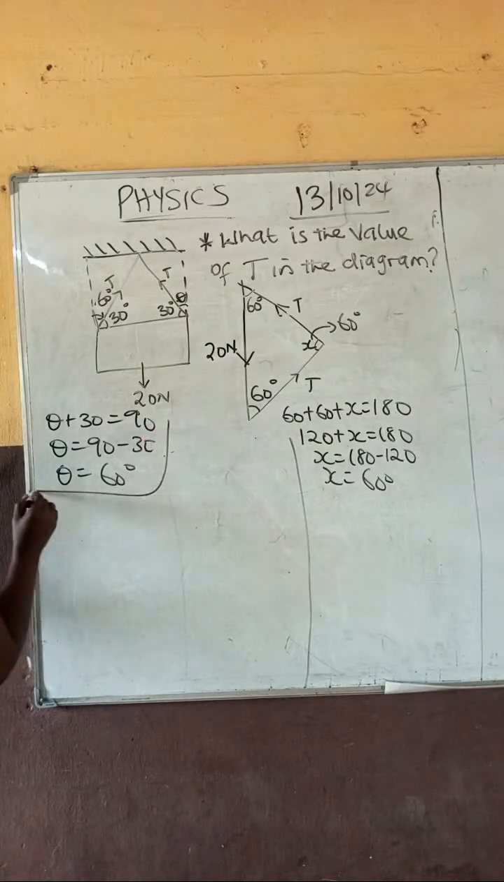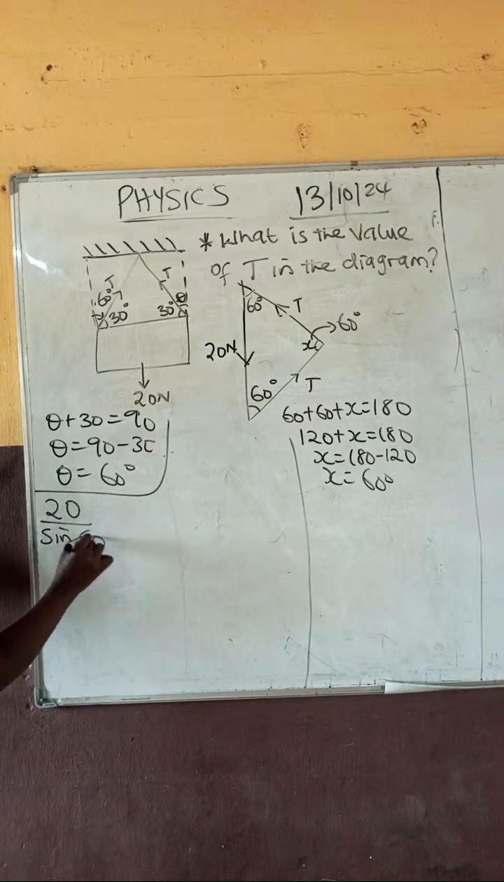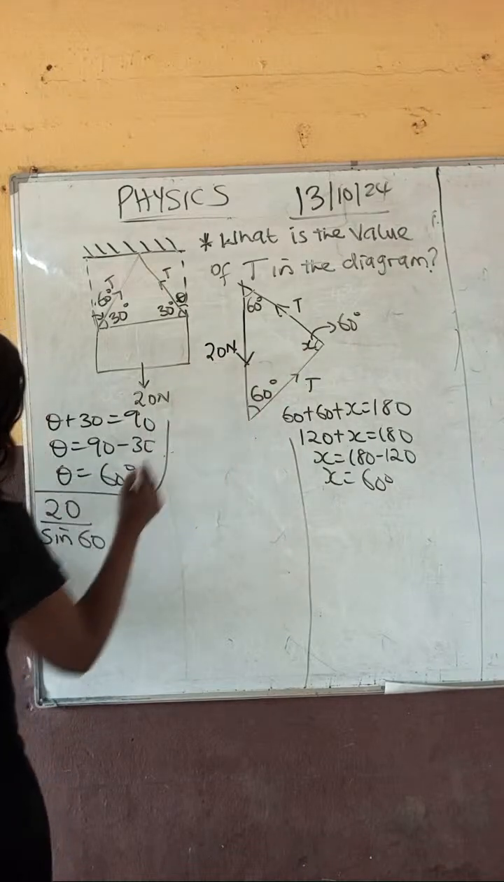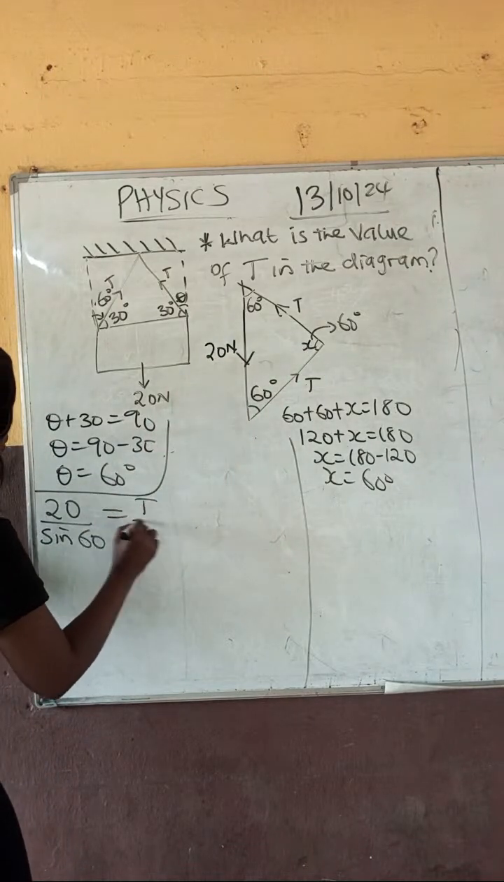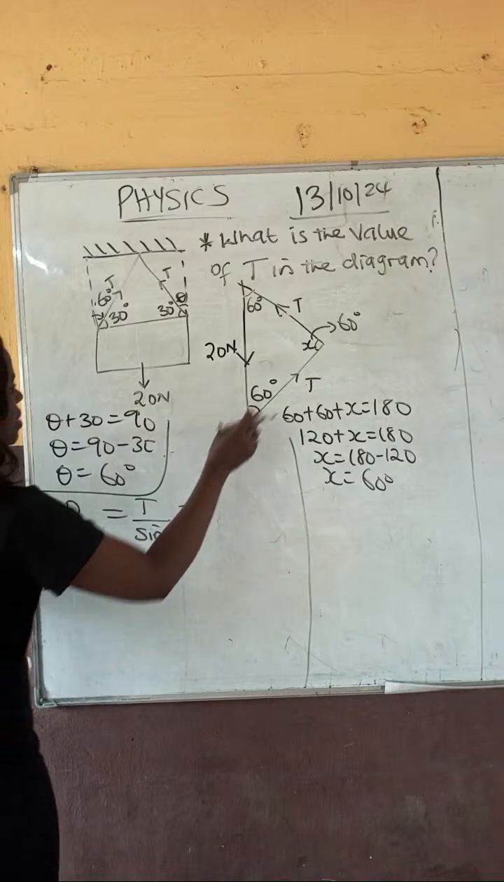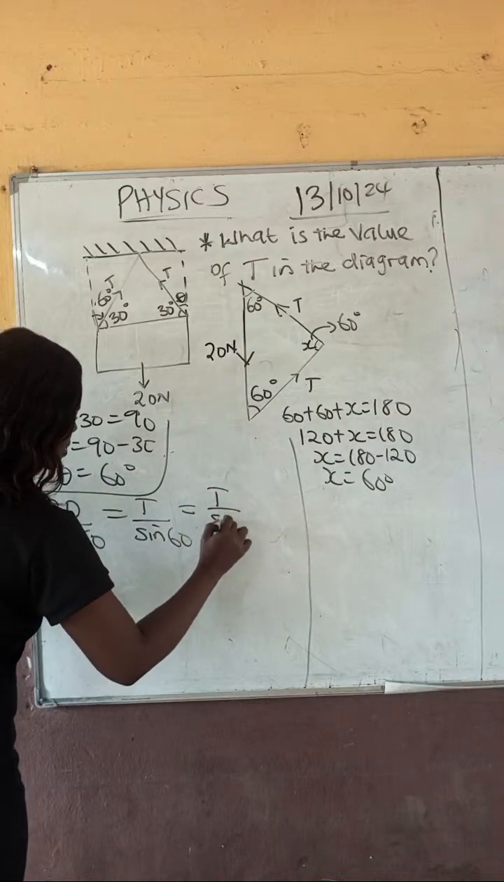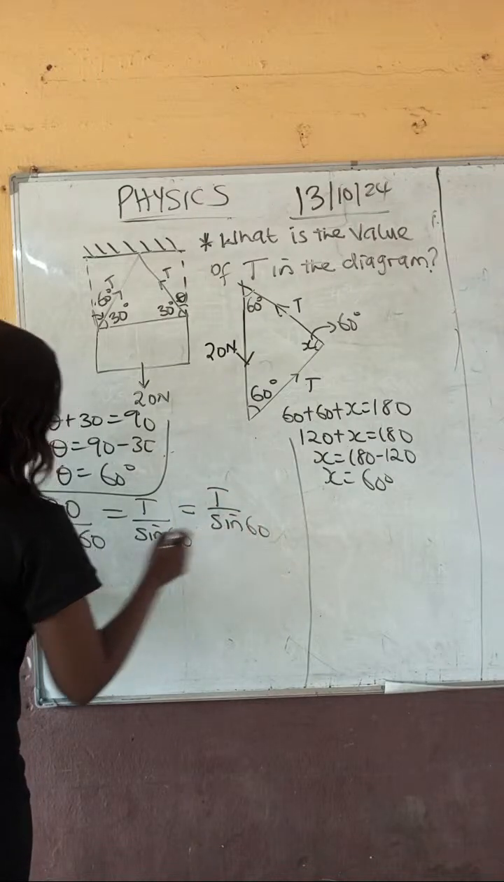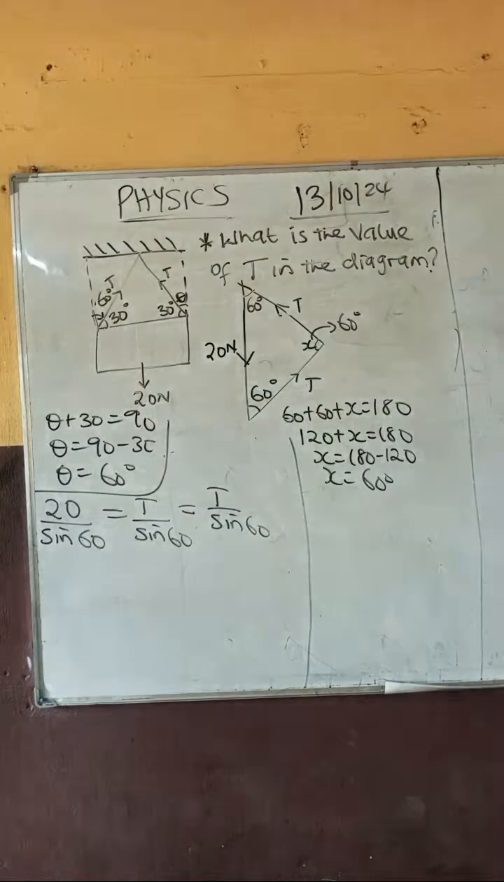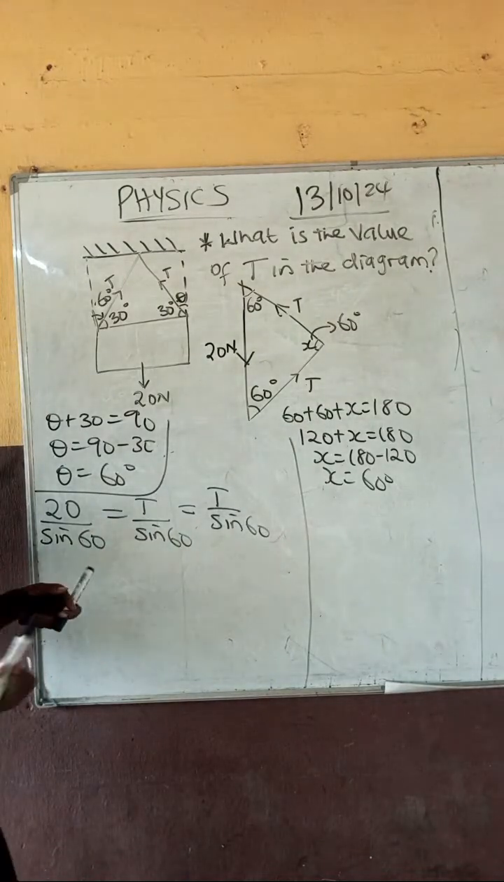Okay, let me have it this way. I will say 20 over sine 60 is equal to T over sine 60. Right? Now, if you have that, we have the same tension T. So what we are going to do is to equate this and get our answer.